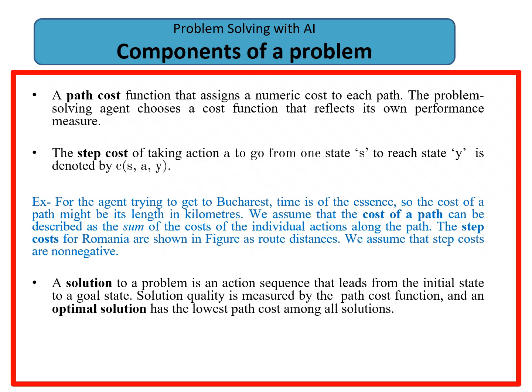And finally, the solution is a sequence of actions that takes an agent from the initial state to the goal state. So the action sequence is Go Sibiu, Go Rimnicu Vilcea, Go Pitesti, and Go Bucharest. The optimal solution is the one with the lowest path cost among all possible solutions. This is about the example.